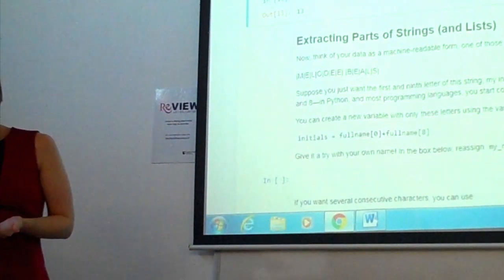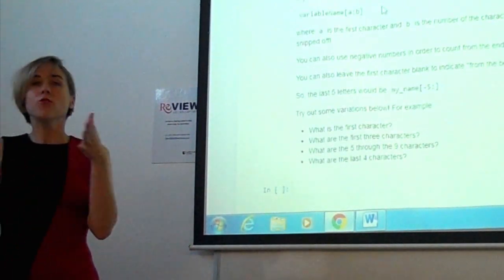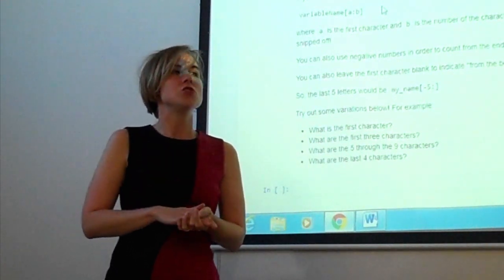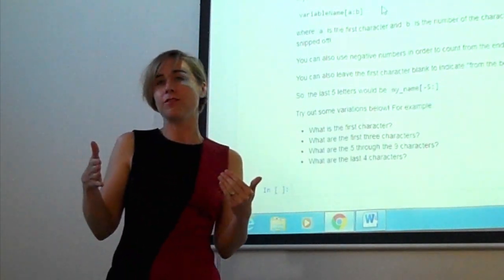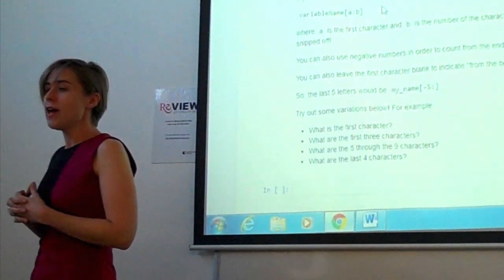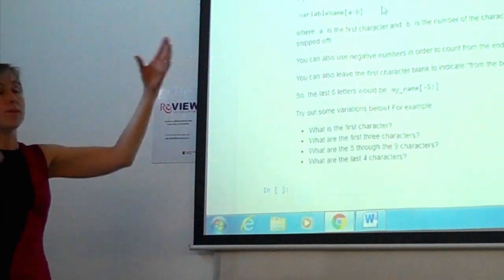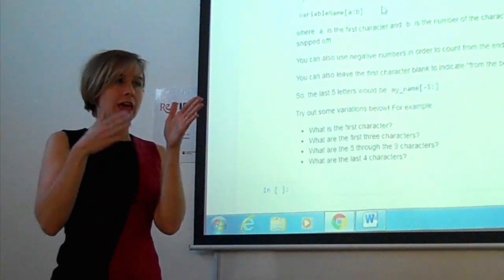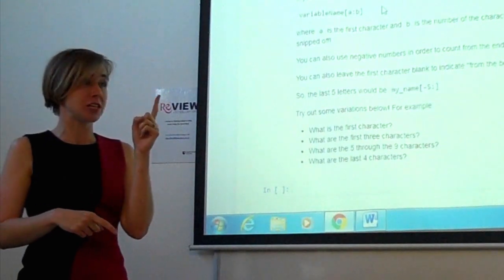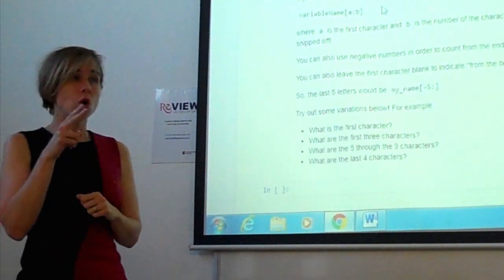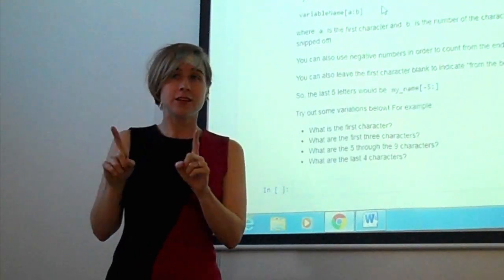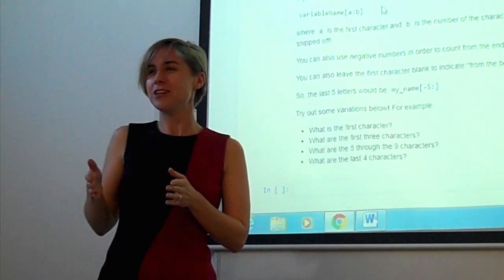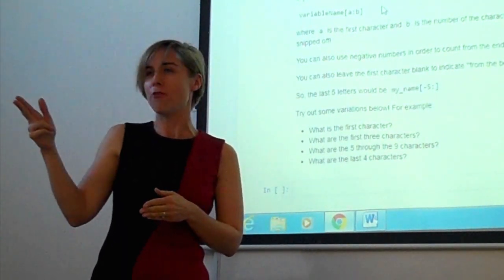The next thing that you want to do is, if you want to print several consecutive characters, it can be quite annoying to say print 1, 2, 3, 4. So you can use a bit of shorthand to get a set of letters or a set of items within your list. Basically, instead of doing variable name 0 or variable name 3, you use this little expression A colon B, where A is the first character that you want, colon, and B is not the second character you want. It's actually the one after the last one you want. So basically think of it as the first one of the bit you've snipped off the end.